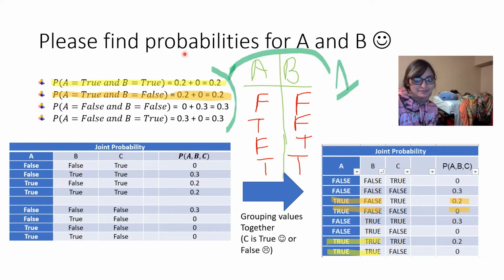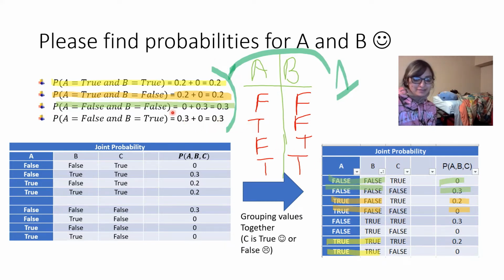And then we want to see probability A is false and B is false. So both of them are false. So that's just the top one, false and false, and you see that C can be true or false here. That's what we get here, which is 0 plus 0.3, which is just 0.3. And last but not least, the remaining unshaded parts here are for A is false and B is true, and C can be true or false. So that will be 0.3 plus 0, which is 0.3.